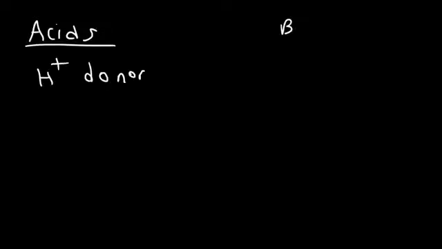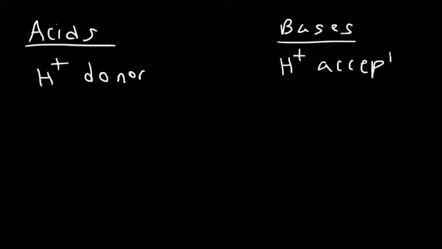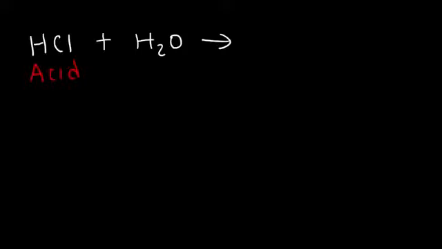Now you also need to know the Bronsted-Lowry definition of acids. Acids are proton donors. Bases are proton acceptors. So let's say if we put hydrochloric acid in water, what's going to happen? HCl is the Bronsted-Lowry acid. H2O is the Bronsted-Lowry base.